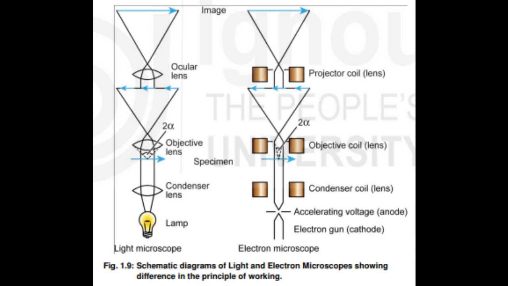5. A cooling system attached to the column prevents heating up of the system, since high voltage is used for emission of electrons. This microscopy is widely used in biomedical research and study of detailed structure of tissues, cells, organelles, and macromolecular complexes. Look at the screen. Fig. 1.9 Schematic diagrams of light and electron microscopes showing difference in the principle of working.